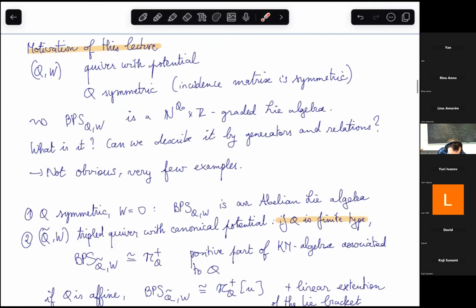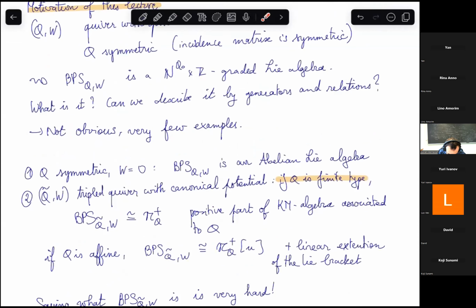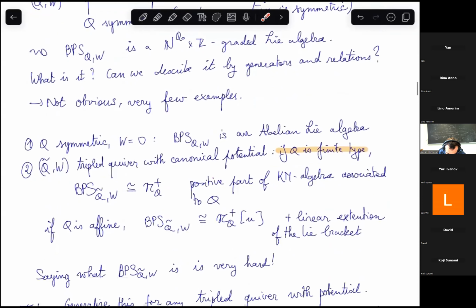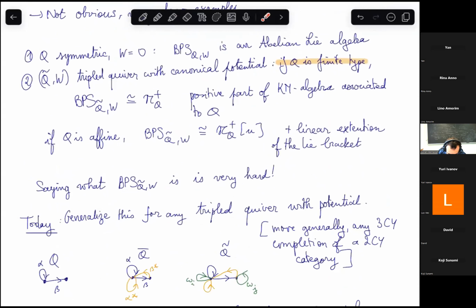So the question, what is this Lie algebra, is a complicated question. And by what is it, I mean, can we describe it by generators and relations? As I wrote, it's a tough question, and we have very few examples in which we know what this Lie algebra is. So maybe I give you some. If Q is symmetric and you take vanishing potential, then this BPS Lie algebra is Abelian, so the Lie bracket vanishes.